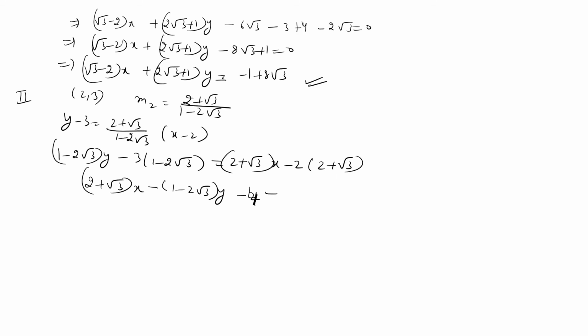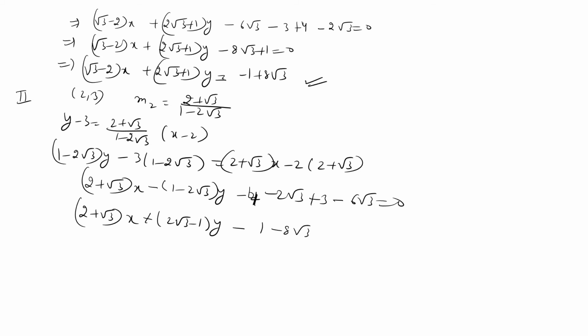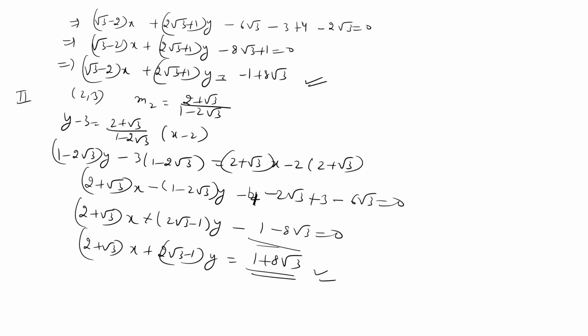Minus 2 root 3, this will come as plus 3, and plus 6 root 3 will come as minus 6 root 3 equal to 0. So again you can adjust this negative sign by flipping: 2 root 3 minus 1 times y, and this is minus 1 and minus 8 root 3 equal to 0. So this is 2 plus root 3 x plus 2 root 3 minus 1 times y, and take the negative sign common and take everything to the other side. This is the desired equation.